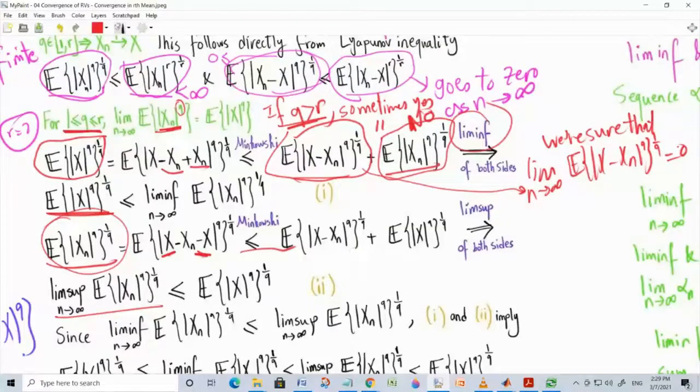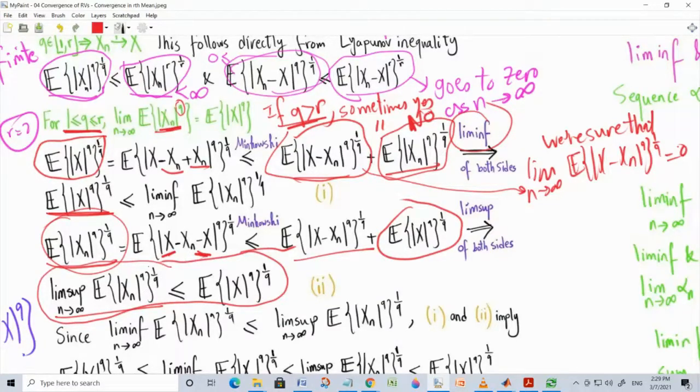What about the other side? We have two terms. This term is not a function of n, so its limit is itself, and its limit supremum is equal to its limit, which is equal to itself, because it does not even depend on small n. This guy goes to 0 by definition because we are assuming that xn converges in the rth mean to x. So the limit supremum is equal to the limit, and this is 0. And that's our second conclusion.